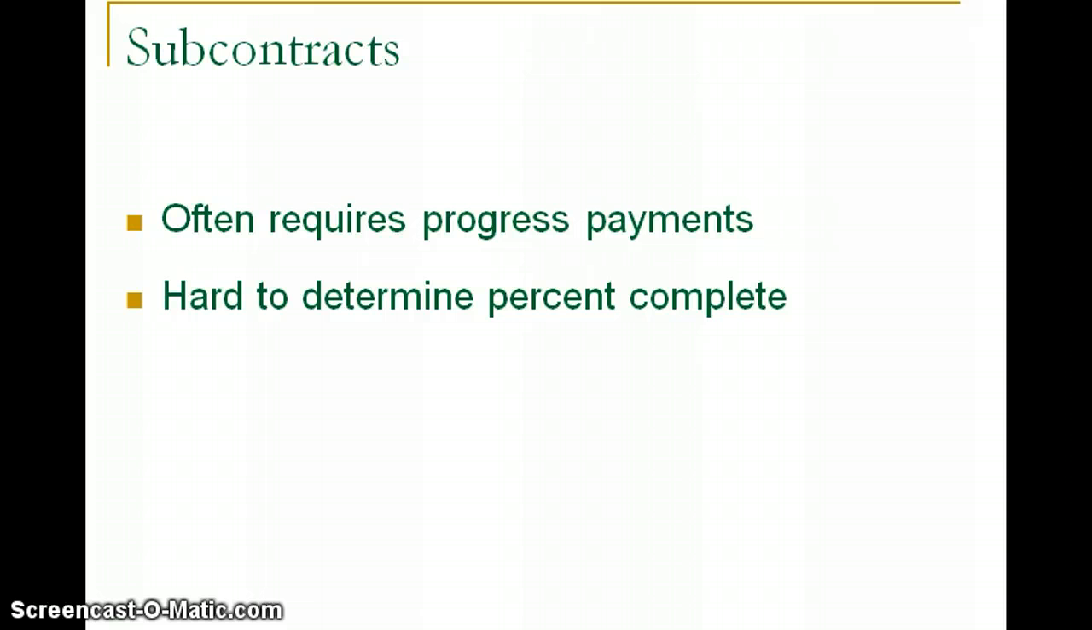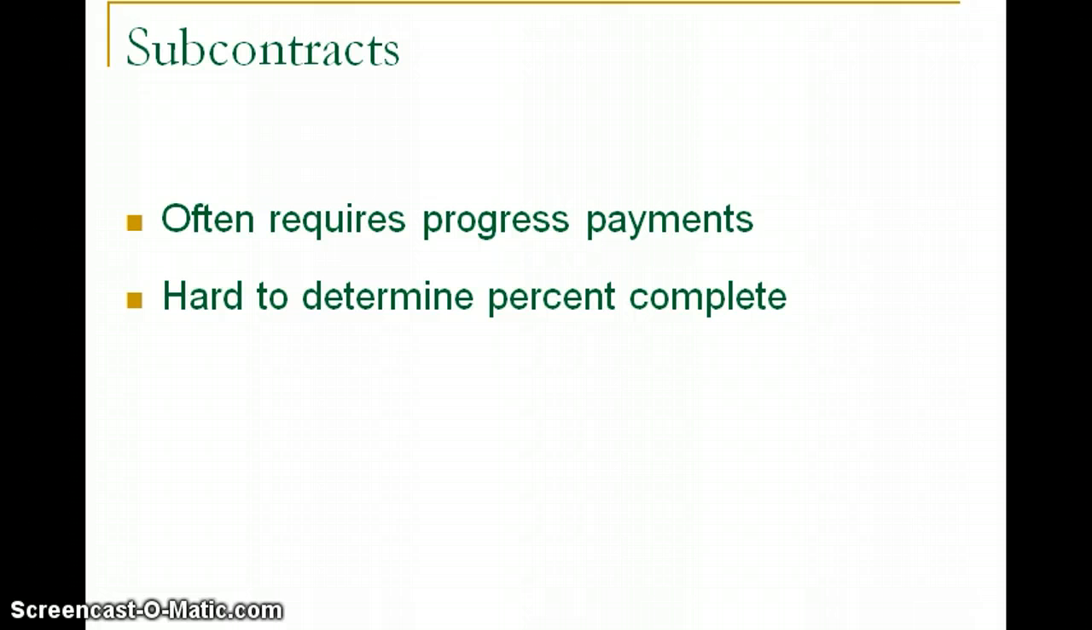Subcontracts. General contractors rely quite heavily on the use of subcontractors. Particularly building contractors will hire subcontractors to perform the majority of the work. Subcontractors need to be paid on a monthly basis, and that requires the GC, or general contractor, to submit progress payments to the client or the owner so that they can establish that cash flow.